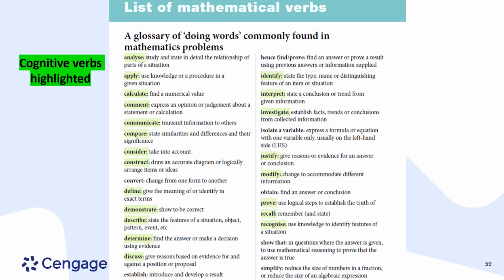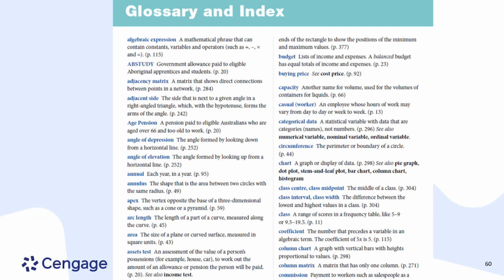We do have a list of mathematical verbs at the front of the book as well, including the highlighting of all the cognitive verbs, all the doing words. And we also have a proper conventional glossary and index at the back of the book. So it's a combined index as well.